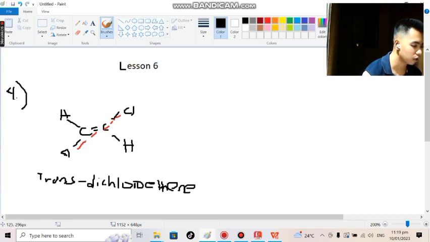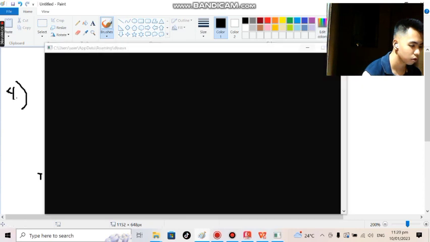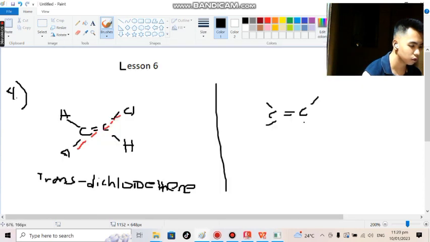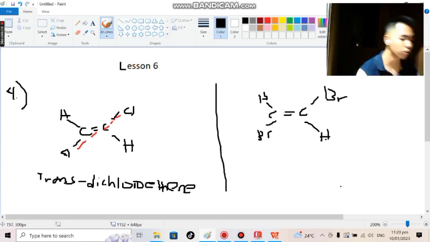So again, this is a trans. This is an A. Trans-dichloroethene. And in our last example, we have our bromine, and then we have H. So this is pretty much it.